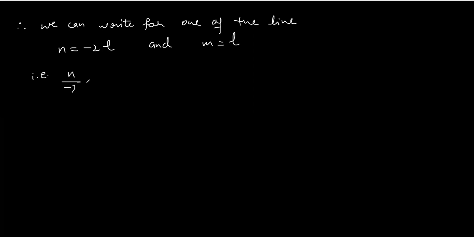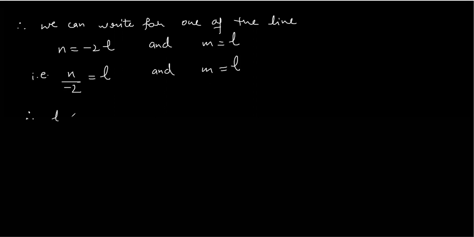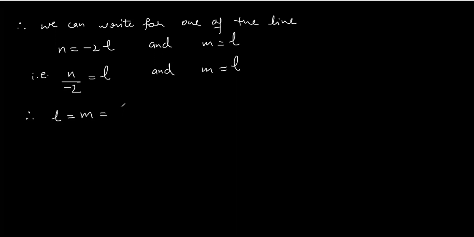So next step, that is N upon minus 2 equals to L. Take this negative 2 in the denominator. So L upon minus 2 equals to L and M equals to L. Now combine this and this both. So what you will get, therefore, L equals to M equals to N upon minus 2. That is L upon 1 equals to M upon 1 equals to N upon minus 2.